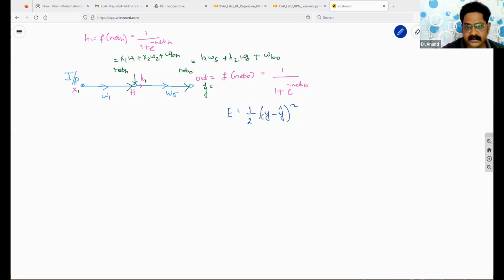So this is a squared error. Sometimes, if you sum over multiple nodes at the output, you can call it a sum square error.